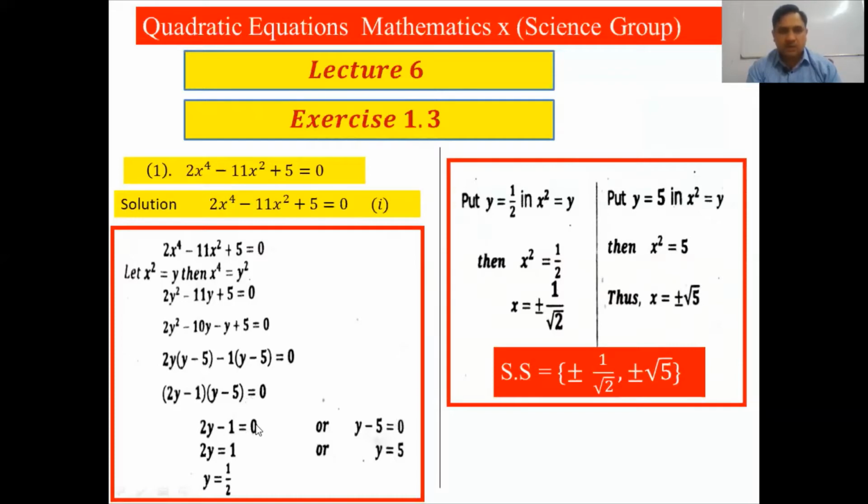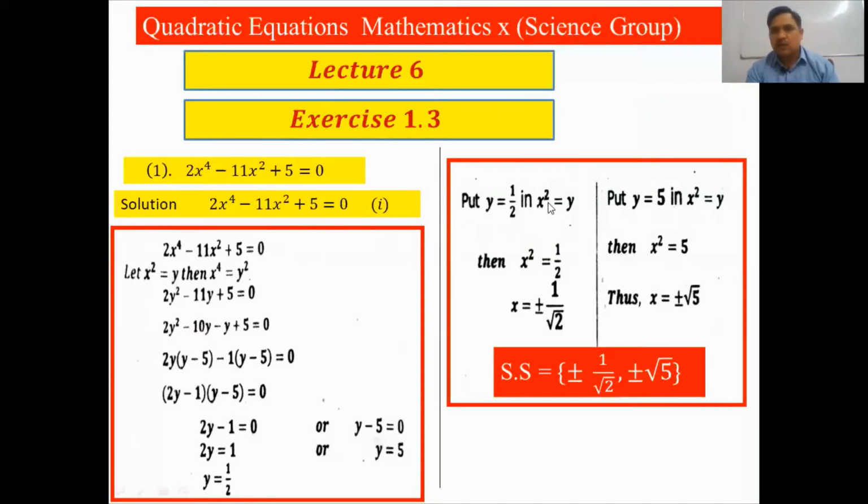If 2y - 1 = 0, it means 2y = 1. If y - 5 = 0, it means y = 5. Here we can write 2y = 1, so y = 1/2. So now y = 1/2 and y = 5 are the solutions of this quadratic equation in y. The given equation is in x, so we are bound to find the solution in the form of x. So we replace x^2 = y. So y is 1/2.